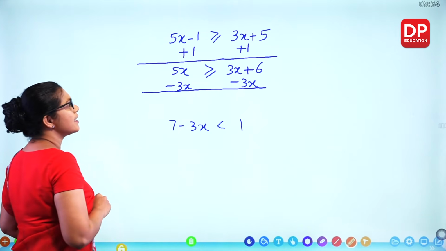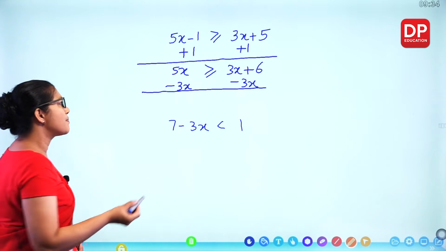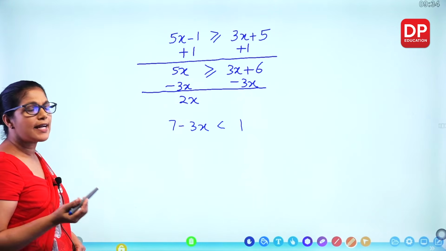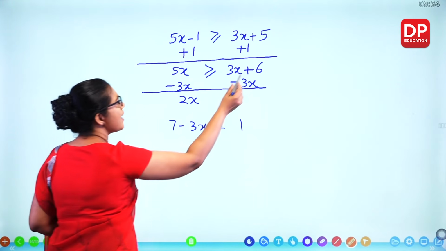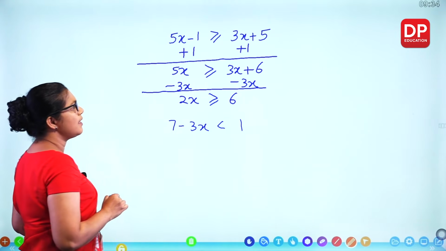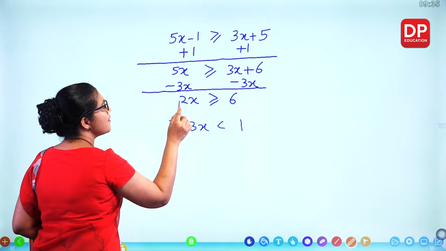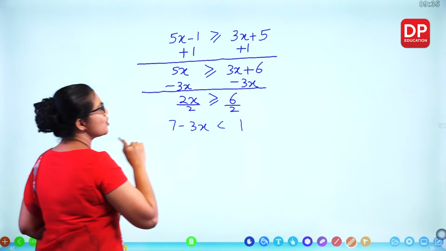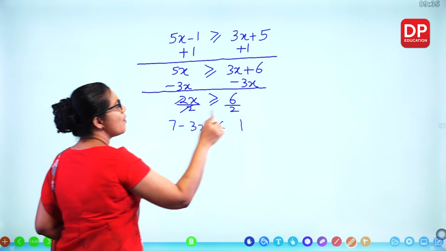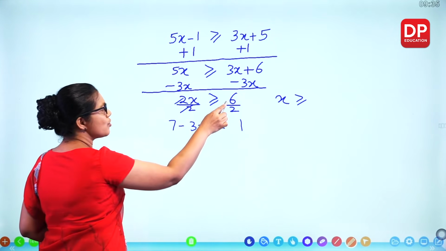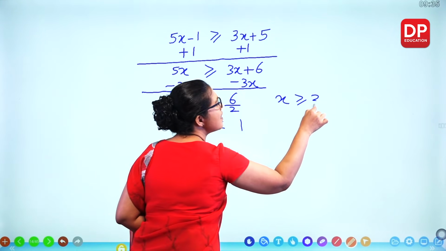So what do we get? 5x minus 3x becomes 2x. 3x gets cancelled out and I get 6 here. So we get the same symbol. Now I want to get rid of this 2. I am dividing both sides by 2. What do you get? 2 gets cancelled out. I am getting x greater than or equal to 6 divided by 2, which is 3.